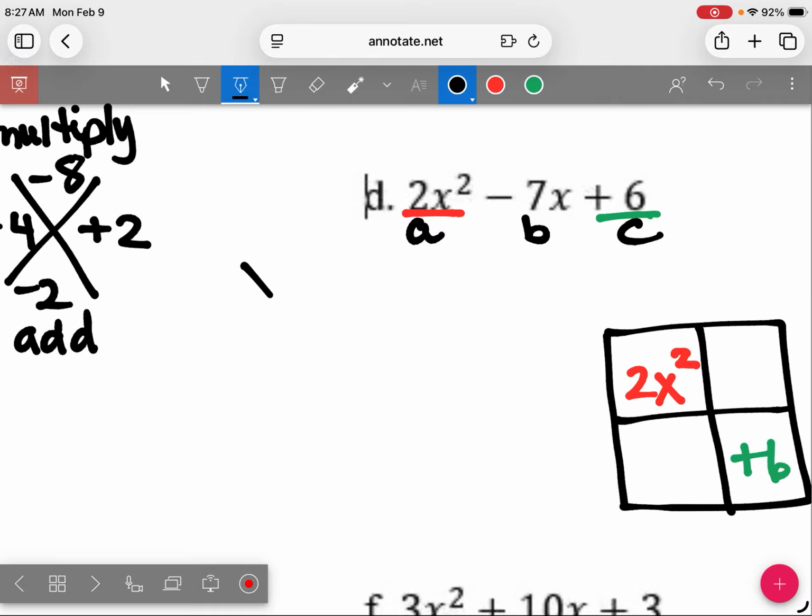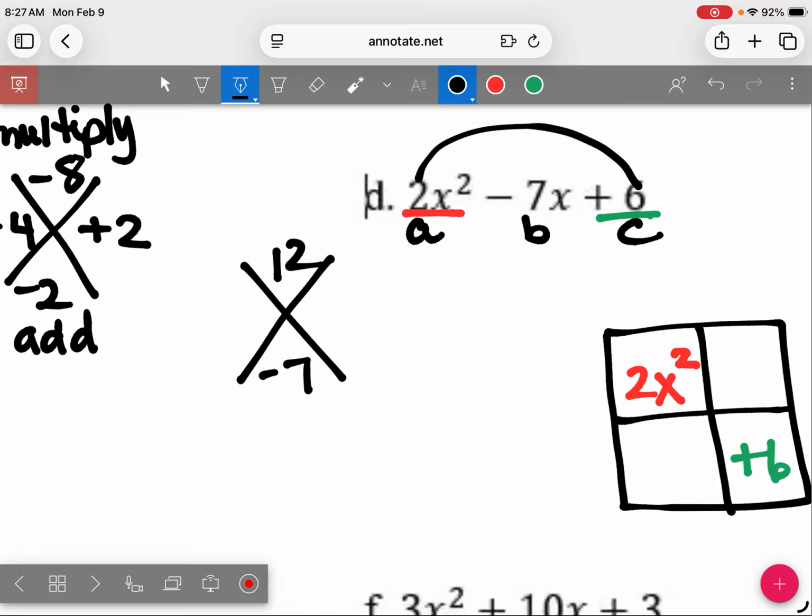So just like before, you take A times C, put that on top. So +2 times +6. What is 2 times 6? 12. Put that on top. The B value is always the number that goes on the bottom. All right, don't say it out loud.